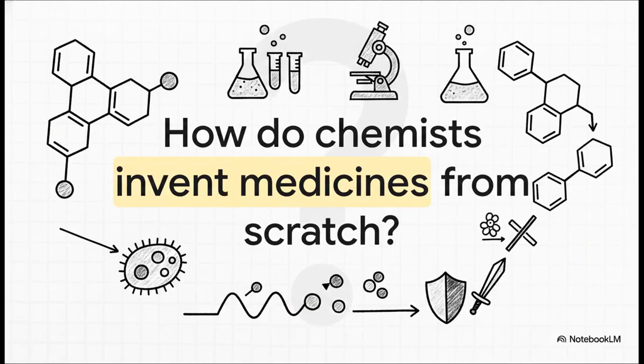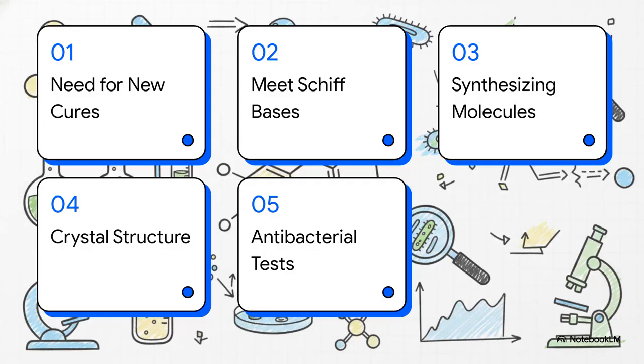To kick things off, we really need to ask ourselves a fundamental question. How do chemists actually invent new medicines from scratch to fight against rapidly evolving diseases? Well, it isn't magic, it's molecular architecture. And today, we're going to explore one specific, highly successful blueprint. Here's a quick look at our roadmap for today.